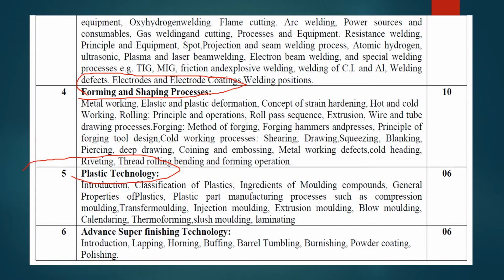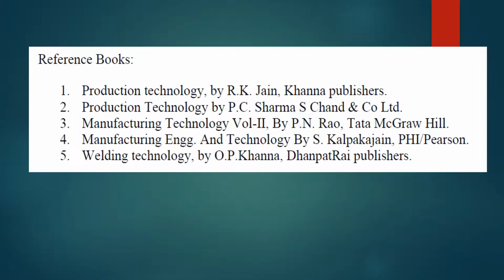As we all know, plastic is not good for our environment, but many products are manufactured from plastic material because of its lightweight and different other properties. The last unit of this syllabus is about advanced super finishing technology. In general, these technologies are not used for general purpose manufacturing. They are all useful to make super finished products.